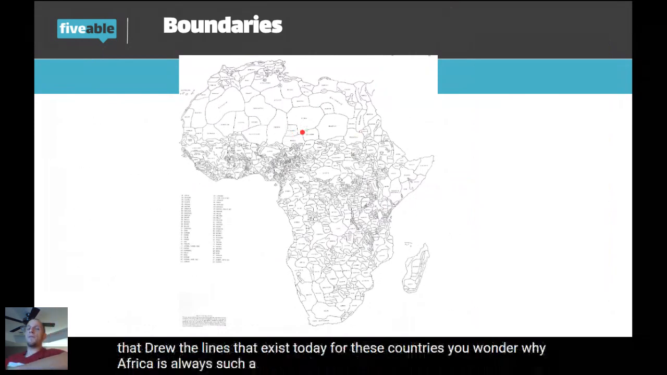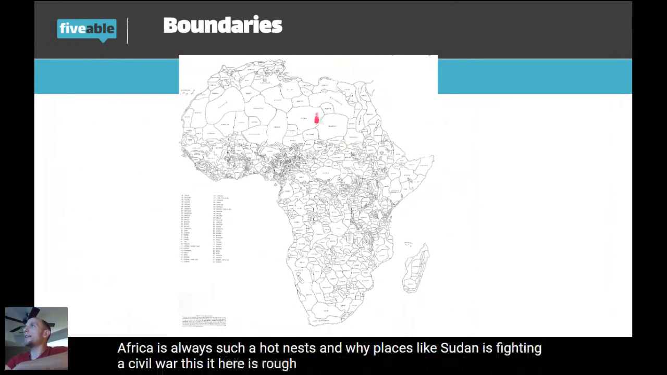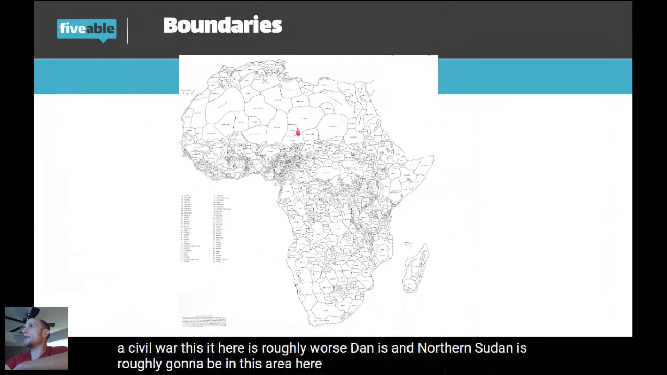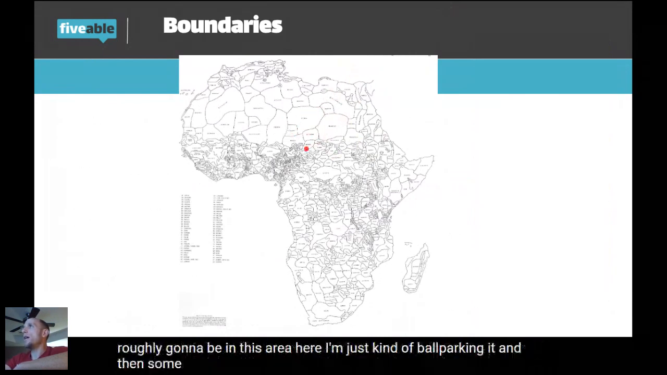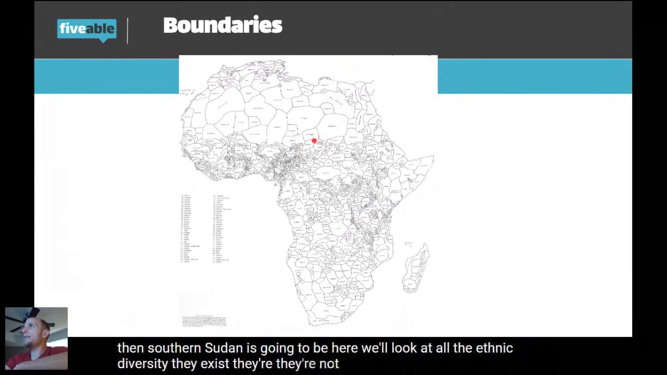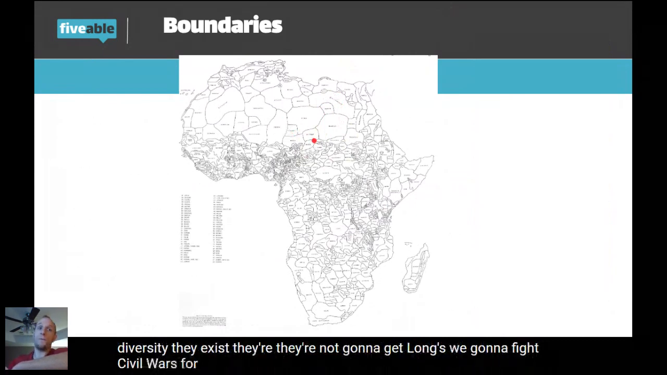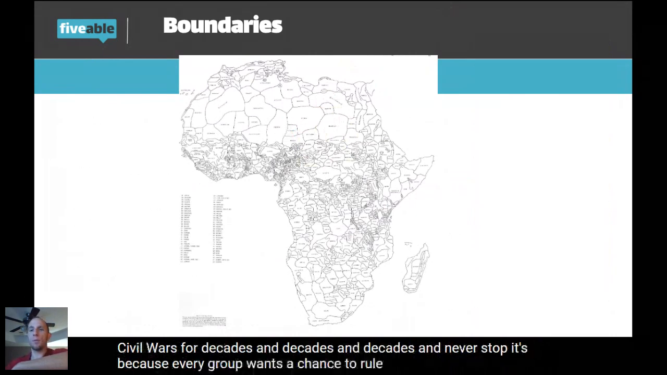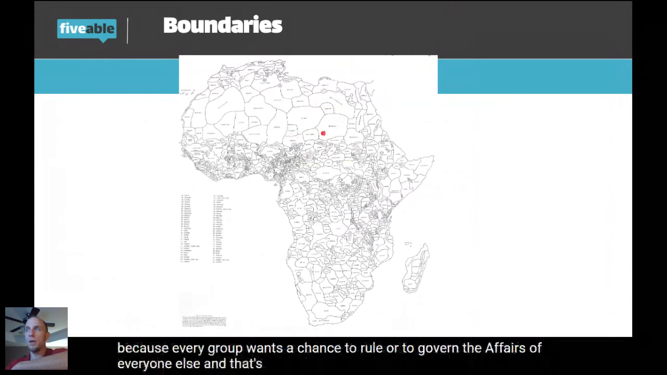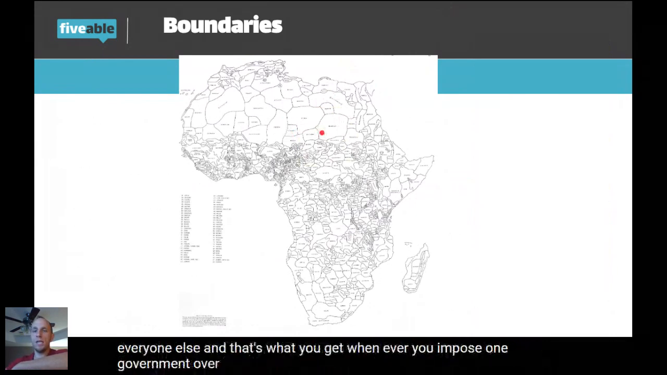You wonder why Africa is always such a hot mess and why places like Sudan are fighting a civil war. This here is roughly where Sudan is. And northern Sudan is roughly in this area here. I'm just kind of ballparking it. And then southern Sudan is here. Well, look at all the ethnic diversity that exists there. They're not going to get along. So they're going to fight civil wars for decades and decades and never stop. It's because every group wants a chance to rule or to govern the affairs of everyone else. And that's what you get whenever you impose one government over hundreds of different ethnic groups.